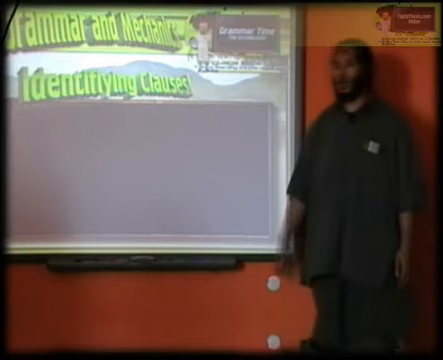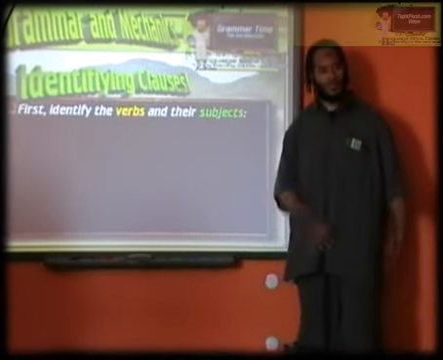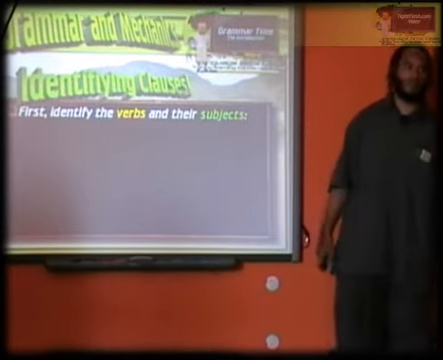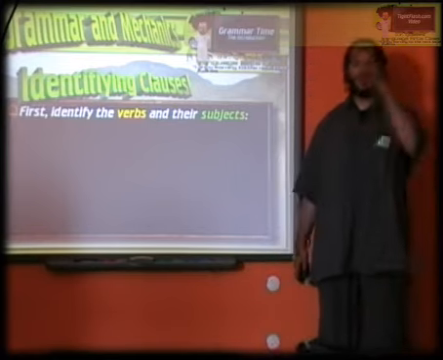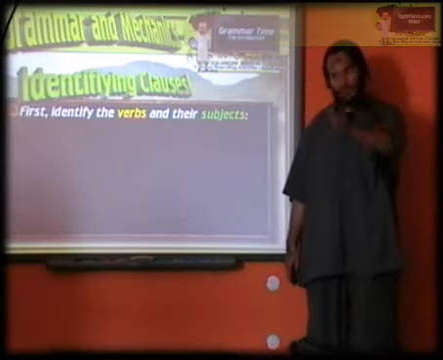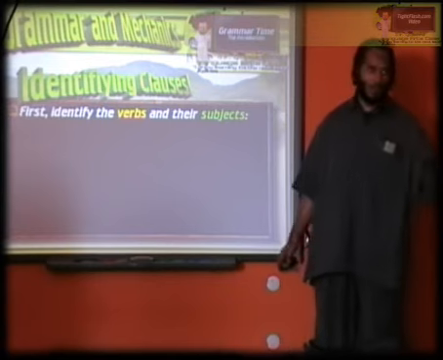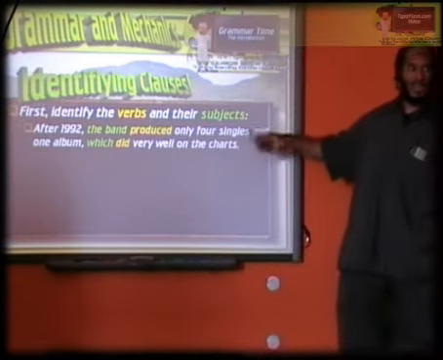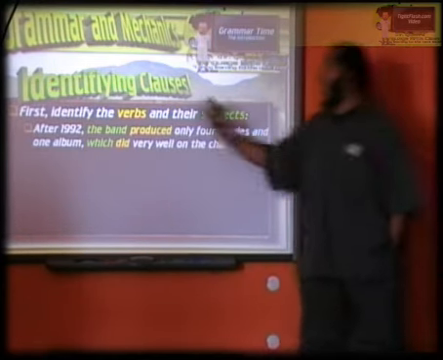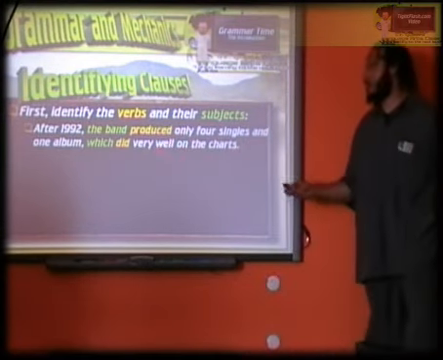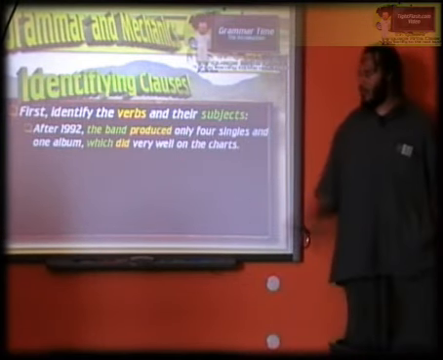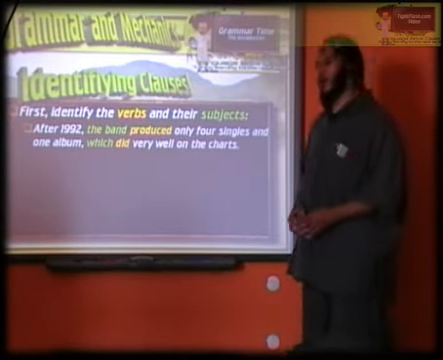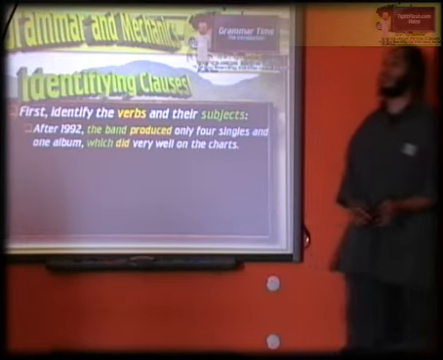Okay, identifying clauses. Let's talk about it. First, as we said again, first identify the verbs and their subjects. For every verb and subject that you can find, you have a clause, except when it's compound subjects and predicates. We got that? Okay, all right. Example. And I did a little tricky something here. After 1992, the band produced only 4 singles and 1 album, which did very well on the charts. Could someone tell me where the dependent clause is?